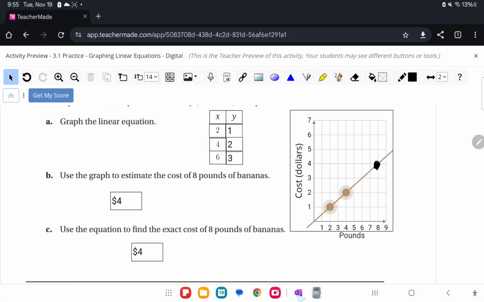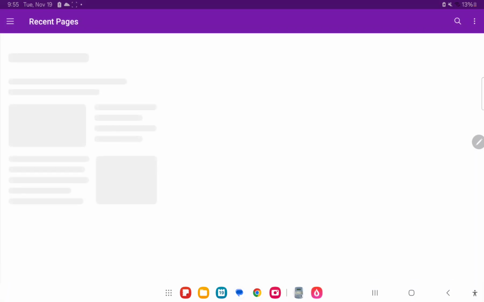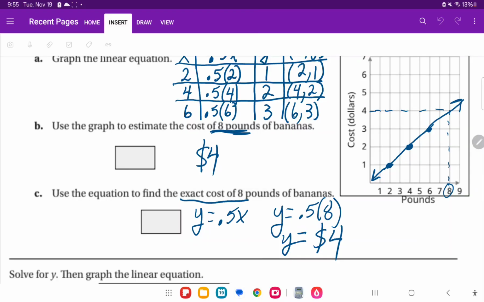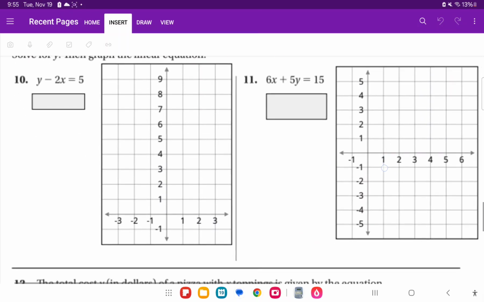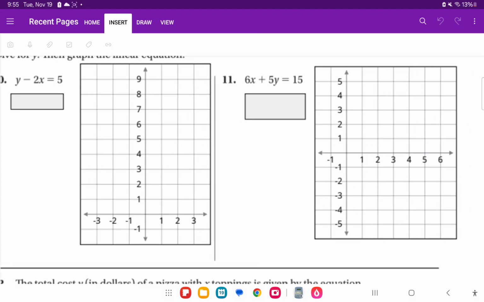Okay, so let's go back over. We are going to do number 11 together, and I want you to try number 10 on your own. That's it. These are a little tougher problems, but I want you to try it on your own.